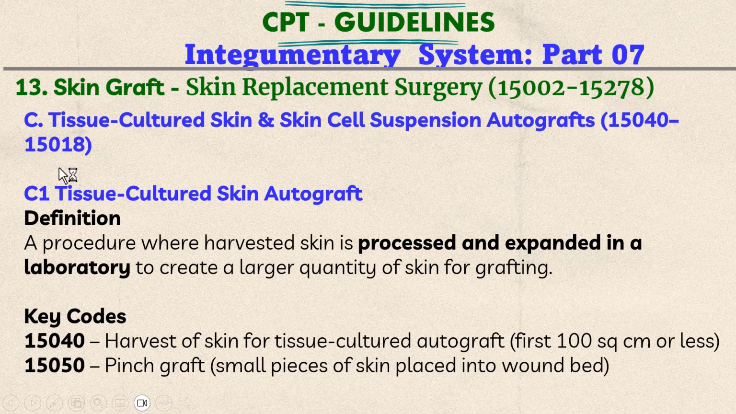So let's take the first one, that is tissue cultured skin autograft. It's a procedure where a harvested skin is processed and expanded in a laboratory to create a larger quantity of skin for grafting. So key codes here are 15,014, that is harvest of skin for tissue cultured autograft, first 100 square centimeter or less. 15,054 pinch graft, that is small pieces of skin placed into a wound bed.